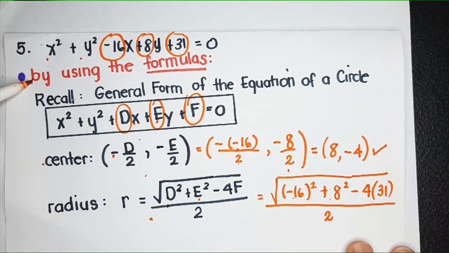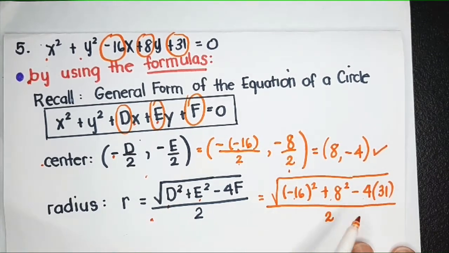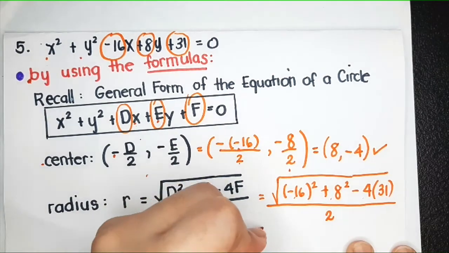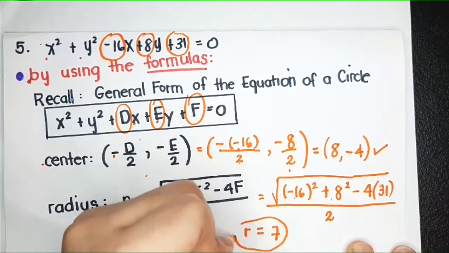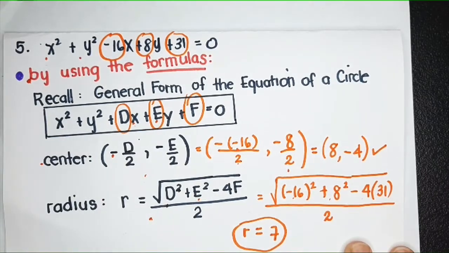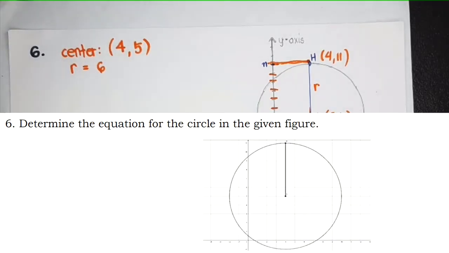Alright? Okay, so please do the math. Okay? You should be getting 7 also for the radius. Alright? Okay. I'm solving this number but I forgot to press the video. Okay, so that's why may nakikita na kayong marks dito.